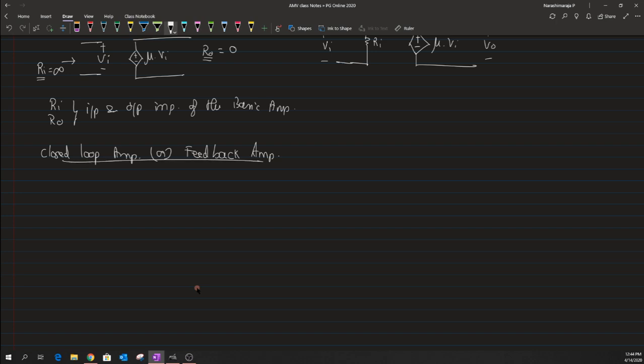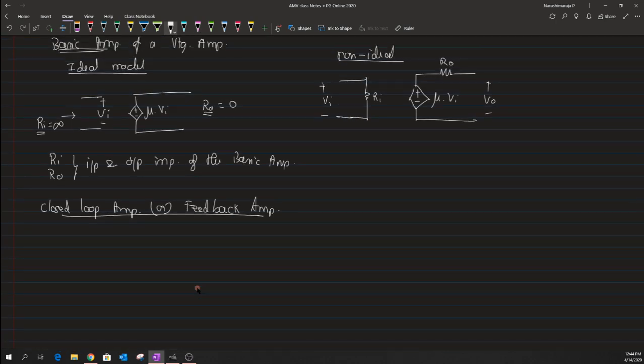Okay, and one more important thing is the gain of the basic amplifier. Let me write that. The gain of the basic amplifier is defined as capital A, which is nothing but the ratio of V naught by Vi, and in this case that is written as mu. Okay, so as of now we have this as our quantity.